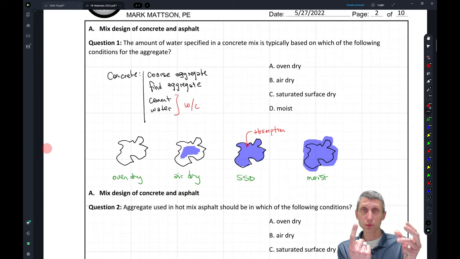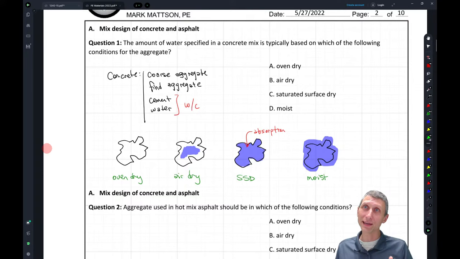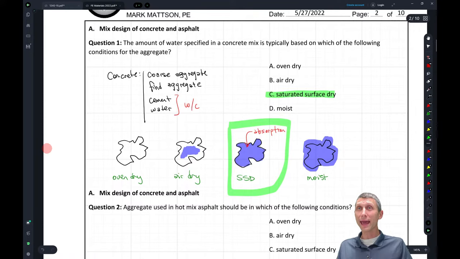And then second, we want to provide enough water so that we get full hydration of the cement and we get that full reaction and the strongest concrete that we can. And sometimes you don't want super strong concrete, and you might think, well, why don't you want super strong concrete? Well, maybe you want to dig it up later. But typically when you're designing a concrete mix, you start with this saturated surface dry condition, and then you add additional water for the cement reaction, okay?